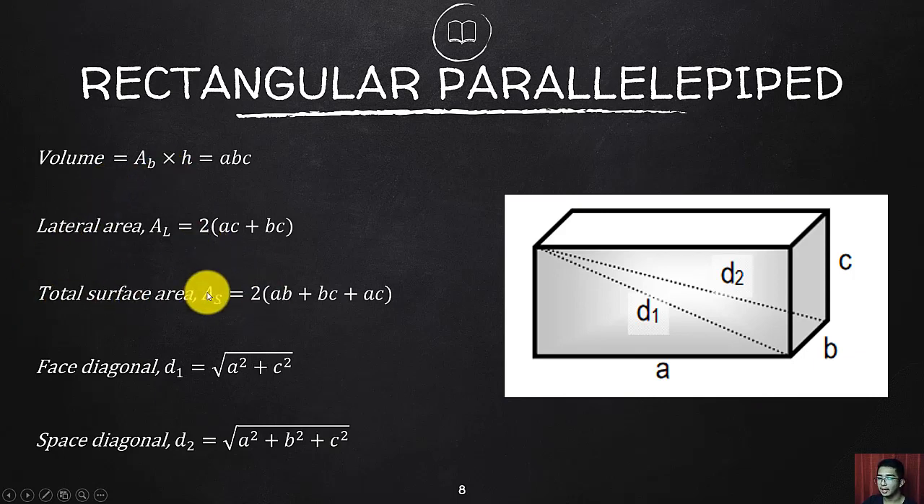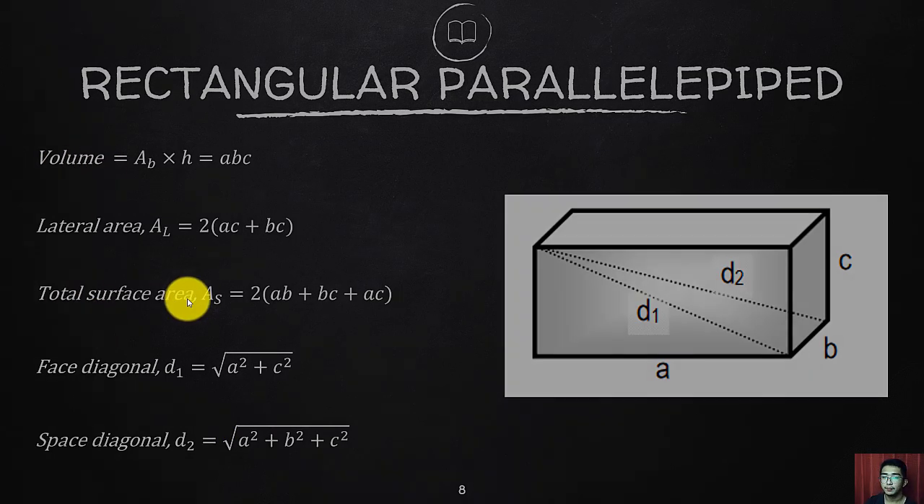Volume and surface area are your main quantities here. Lateral areas and the other formulas are just miscellaneous or necessary when the problem demands it. So I'm going to focus on these two, volume and surface area. That's for a rectangular parallelepiped.